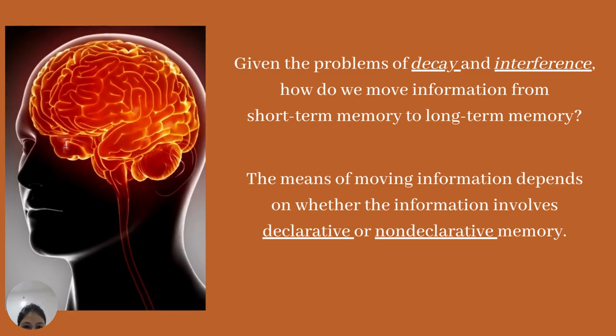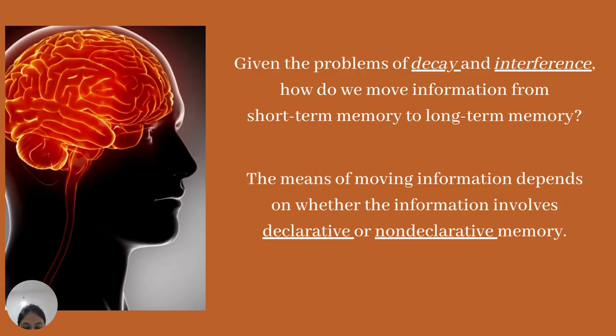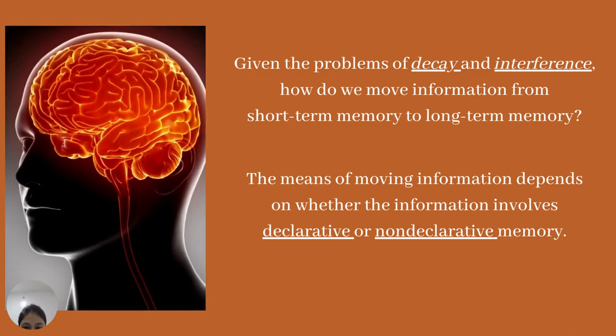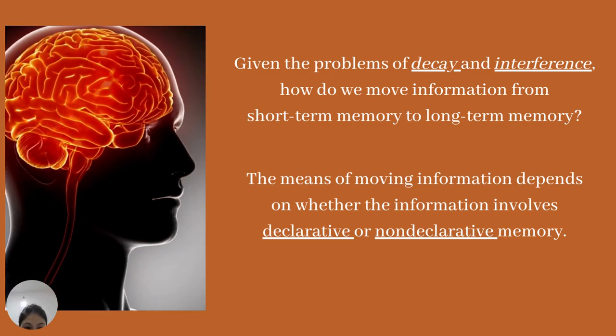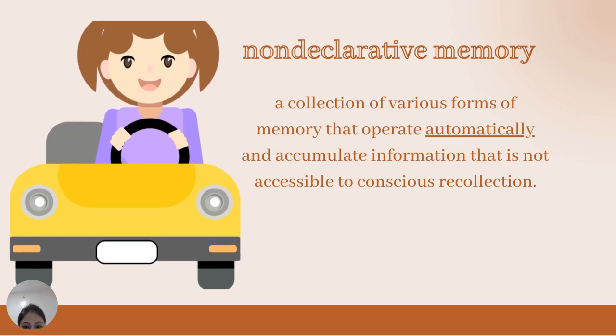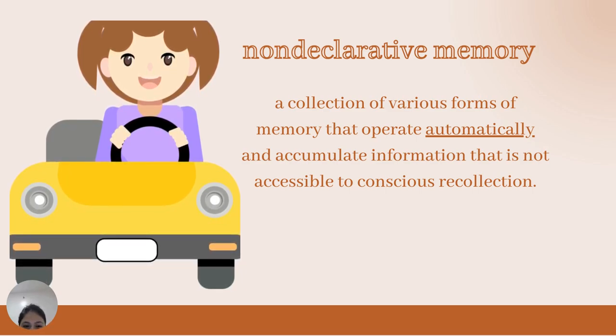And then, given the problems of decay and interference, how do we move information from short-term to long-term memory? So the means of moving information depends on whether the information involves declarative or non-declarative. Non-declarative operates automatically, not just in conscious recollection. Like for example, if you know how to drive a car today, you don't need to relearn how to drive a car tomorrow because it is impossible that you forget to drive the next day. So, that is an example of non-declarative memory.